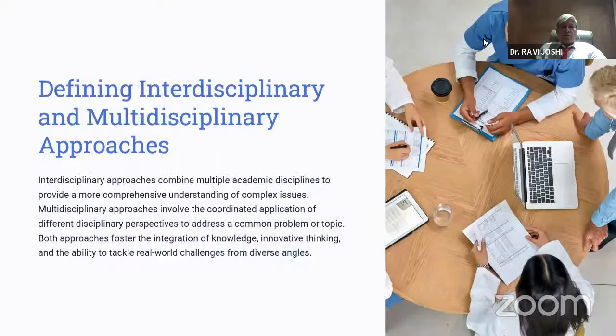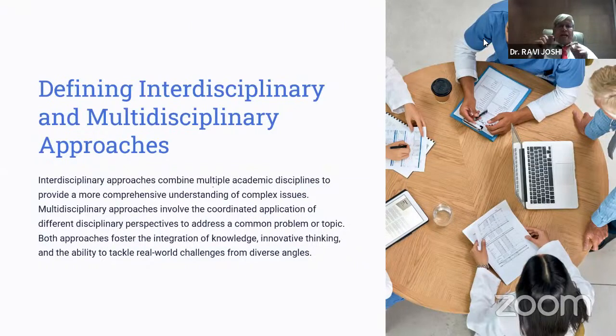Now, in every discussion, when we were discussing the skills in liberal arts, skills in business management, and skills in science education, we made mention of the significance of interdisciplinary and multidisciplinary skills. It means the incorporation of these aspects in the National Education Policy has emerged through the requirement of business and industry. So, when we talk about interdisciplinary and multidisciplinary approaches, interdisciplinary approaches combine multiple academic disciplines to provide a more comprehensive understanding of complex issues.